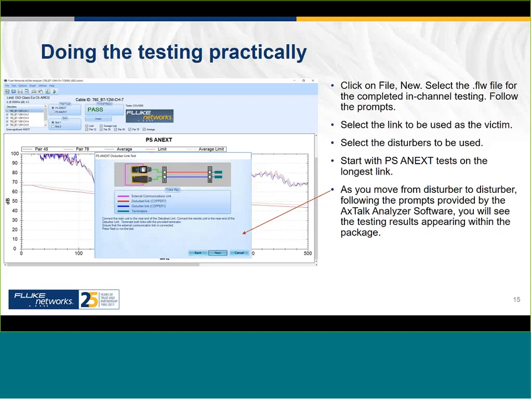So as you move from disturber to disturber, you follow the prompts provided by the Alien Crosstalk analysis software. And as you do the measurements, you will see building up on the screen, and you can just see it peeping out from behind the guidance there, the results building up on the graphic.